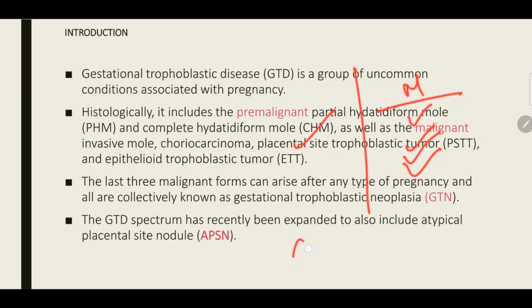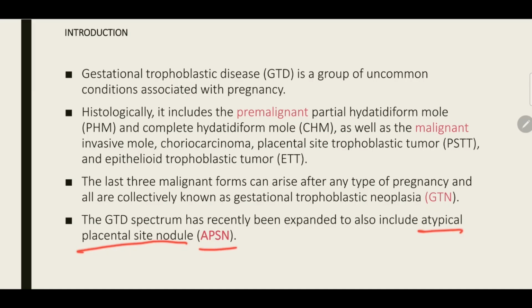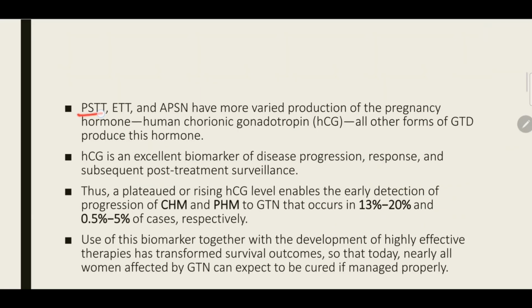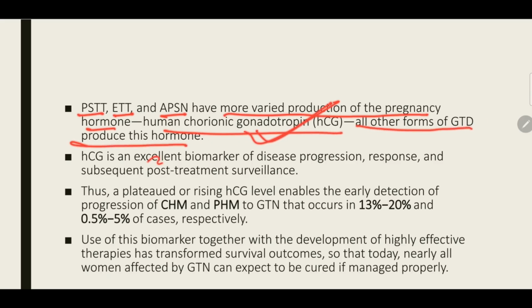Now GTD also includes the placental site nodule. It can be of atypical placental site nodule or placental site nodule. Placental site trophoblastic tumor, epithelioid trophoblastic tumor and APSN, atypical placental site nodule, have more varied production of the pregnancy hormone, that is hCG. All other forms of GTD produce this hormone. So hCG is an excellent biomarker for disease progression, response, and subsequent post-treatment surveillance as well.